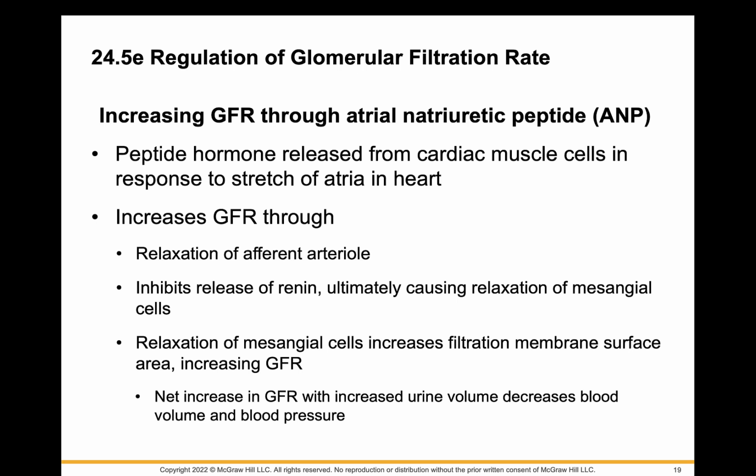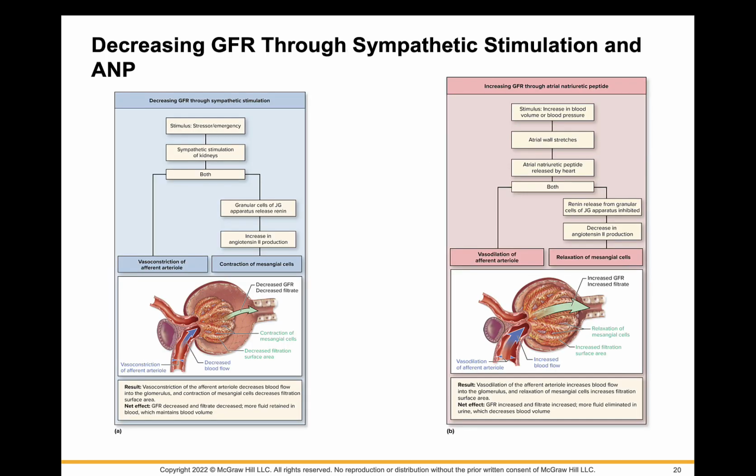This is going to increase glomerular filtration rate, and the process is a relaxation of the afferent arteriole. It's going to inhibit the release of renin, ultimately causing relaxation of the mesangial cells. This is going to increase the filtration membrane surface and result in an increased glomerular filtration rate. So this net increase in glomerular filtration rate with increased urine volume will decrease blood pressure by a lower blood volume.